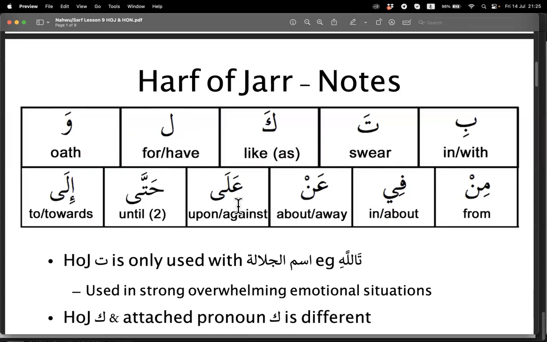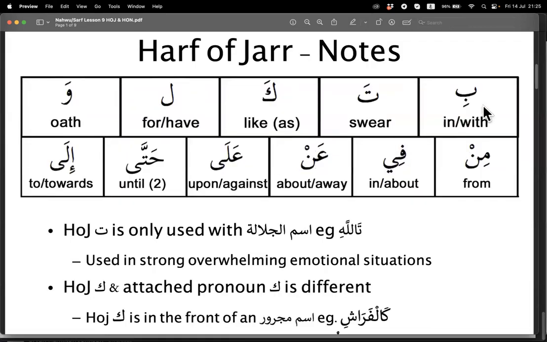So for bi, this is all mabni, so you will always see it as bi. You don't see it as ba. Ta is also the same. You don't see it as ti or tu. This is all mabni. It will remain like this. For the harf of jar ta, it is only used with ismu jalalah.